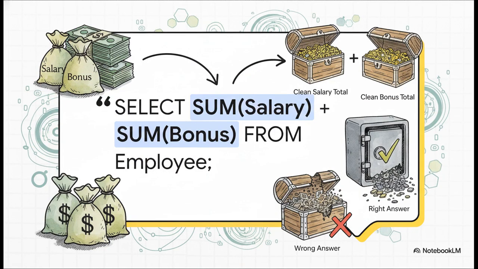Which brings us to the correct way to write this. We tell SQL, first, give me the total of all the salaries you know about, then give me the total of all the bonuses you know about, and only after we have those two safe, clean numbers do we add them together. It's a small change, but it's the difference between being right and being dangerously wrong.